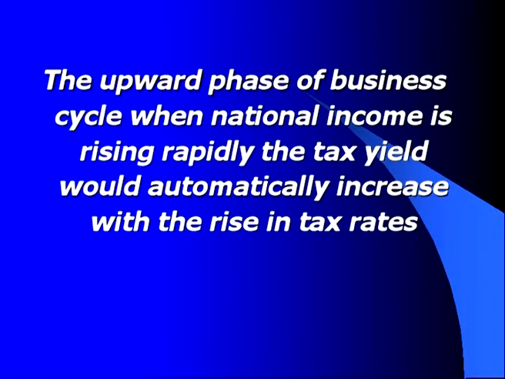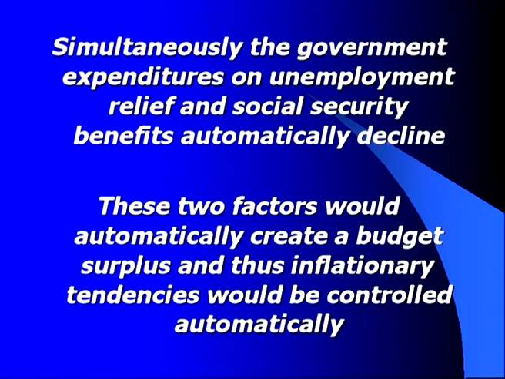On the other hand, in the upward phase of the business cycle, when national income is rising rapidly, the tax yield would automatically increase with the rise in national income. Simultaneously, the government expenditure on unemployment relief and social security benefits automatically declines. These two factors would automatically create a budget surplus, and thus inflationary tendencies would be controlled automatically.